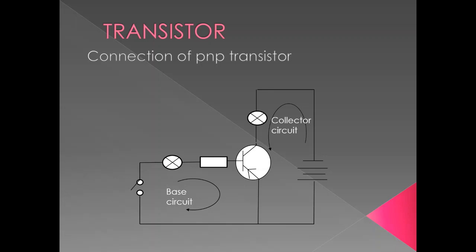On the other hand, take a look at this PNP transistor. The arrow is pointed upward, and so are the terminals of the dry cell or the battery. The negative terminal should be toward there, and the positive terminal, the longer one, is at the bottom, compared to the NPN transistor.